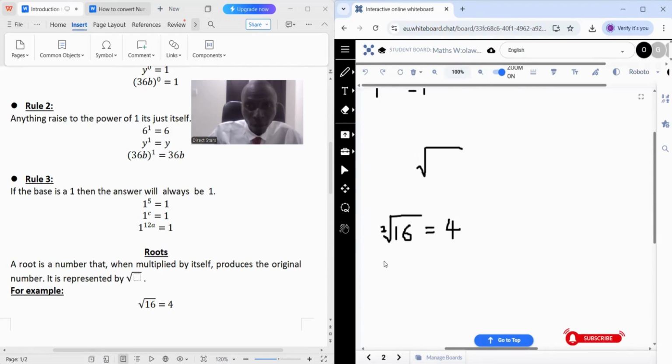The next example, we have the square root of 25. So what I'm asked to do here is to find a number that we can multiply by itself to give us 25. And that's 5, because 5 times 5 is 25. So the square root of 25 is 5.